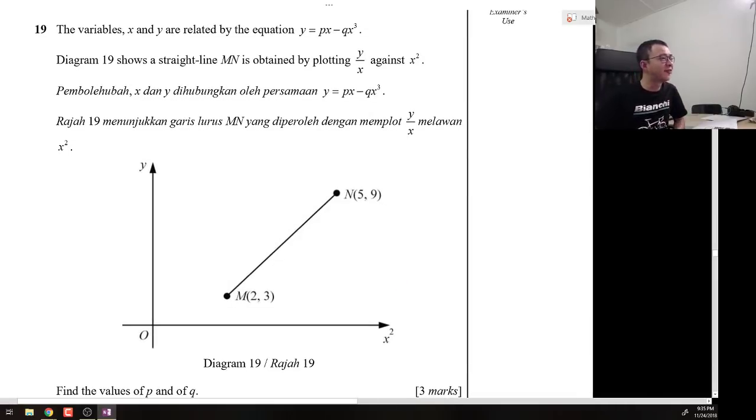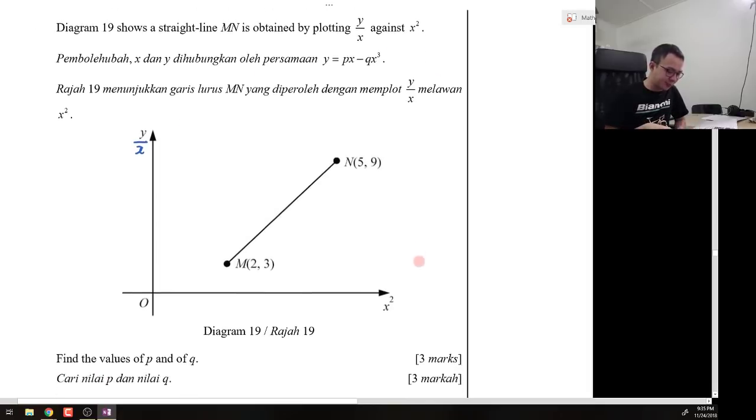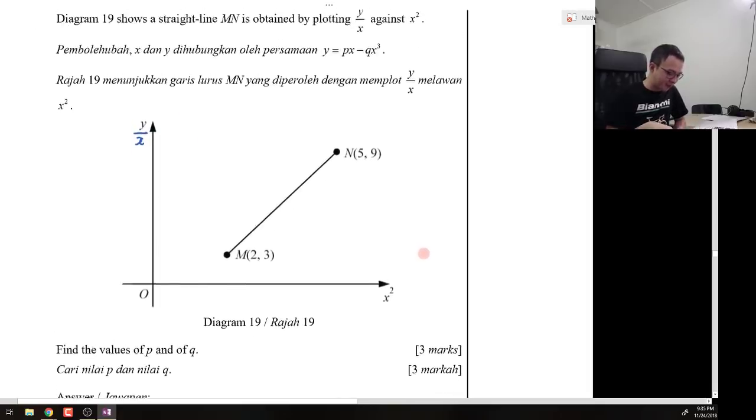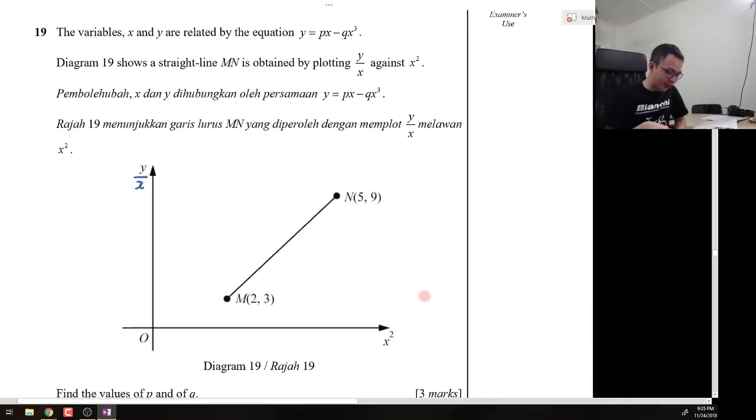Alright, so the variables x and y are related by the equation y equals px minus qx². The diagram 19 shows the straight line obtained by plotting. So I guess here should be y over x. He just didn't write the over x here, it should be y over x. So, find the values of p and q.